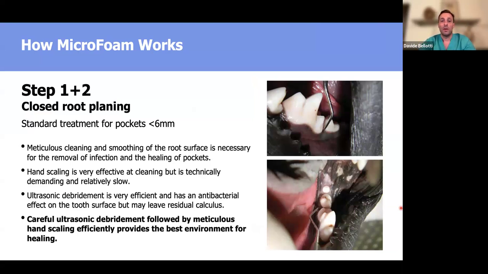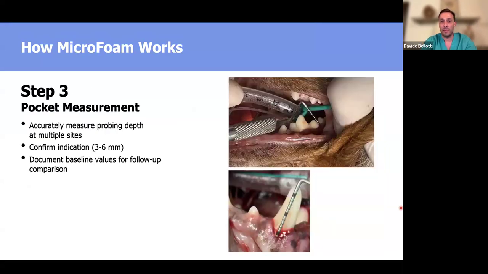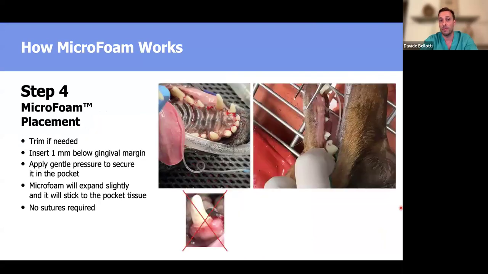So we go through it again. Step one is closed root planing. If the pocket is not clean, it won't heal. That's a standard treatment for pockets up to 6 millimeters. Hand scaling and ultrasound scaling provide the best environment for healing. And then we measure the probing depth at multiple sites to confirm the indication and to eventually trim the MicroFoam if needed. That's also to document baseline values for follow-up comparison.